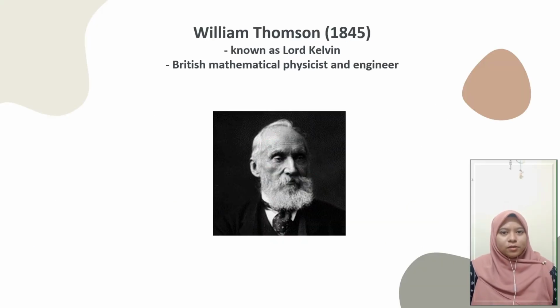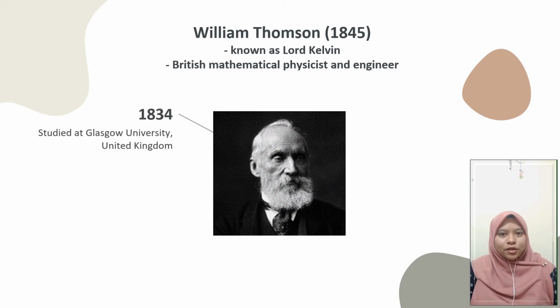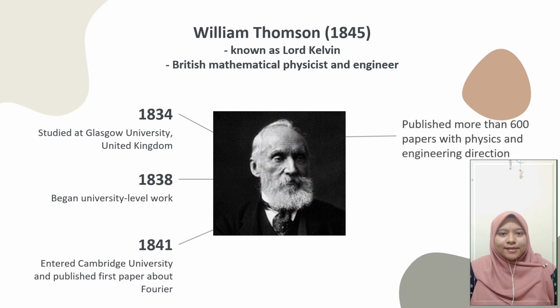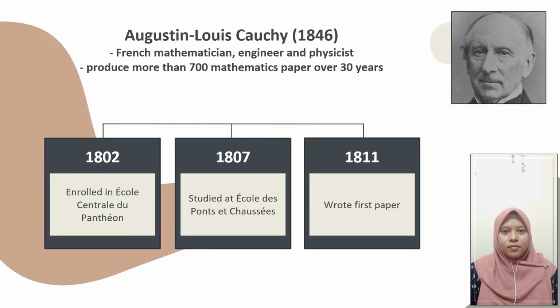Next, we have William Thomson, also known as Lord Kelvin. He is a British mathematical physicist and engineer. In 1834, he studied at Glasgow University in the United Kingdom. In 1838, he began his university-level work, and in 1841, he entered Cambridge University and published his first paper about Fourier. William Thomson has published more than 600 papers in physics and engineering.